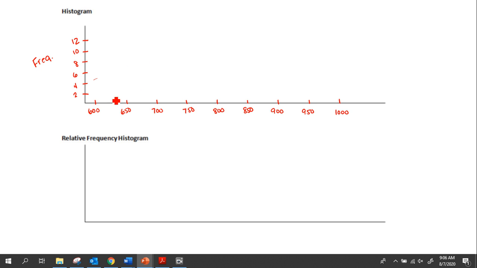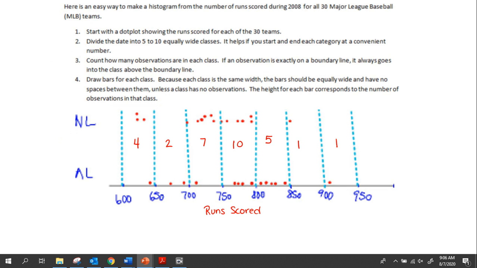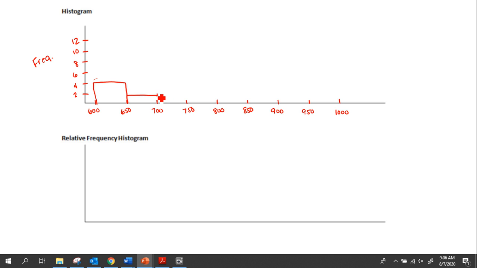So then we had 4 between 600 and 650. We had 2 between 650 and 700. Then we had 7 between 700 and 750. 10 between 750 and 800. 5 between 800 and 850. Then 1 for each of the next 2. Okay, so that would be our histogram.